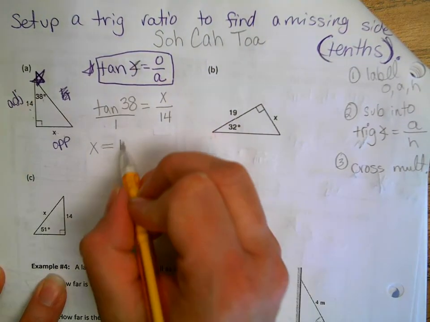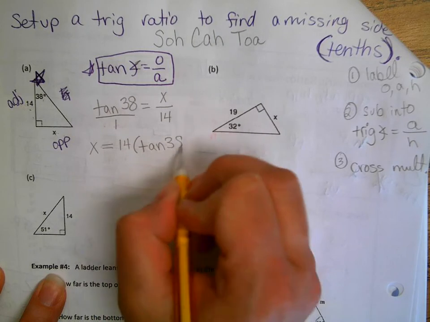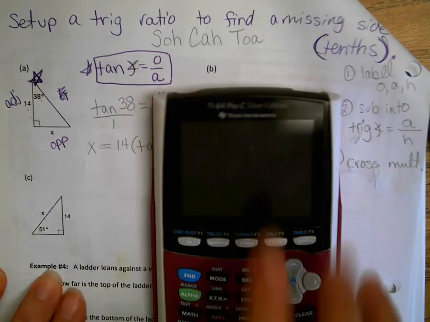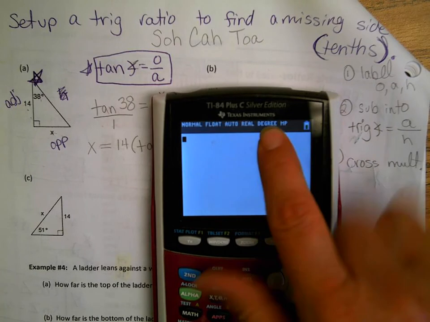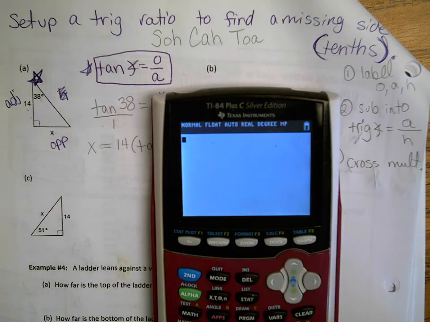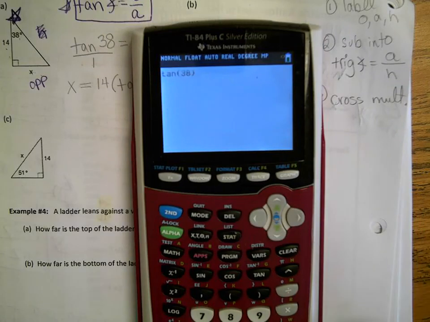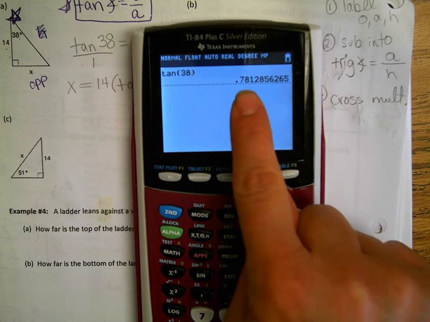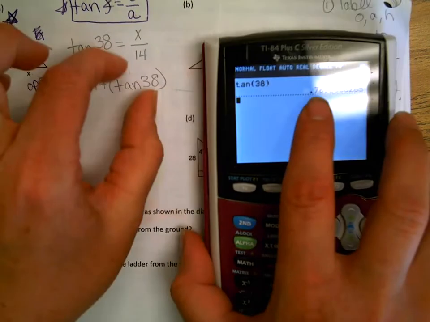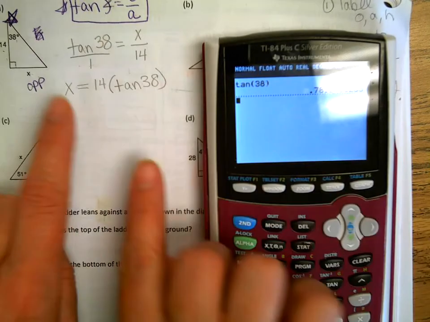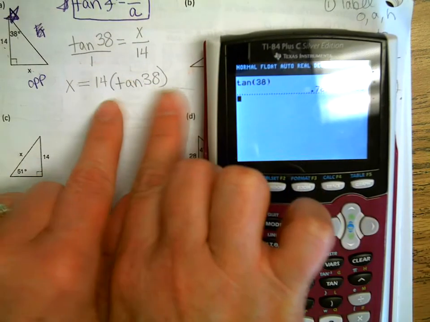Now I like to put 14 first, 14 times tan 38. Now tan 38 is a digit, okay? If I go into my calculator, and again, I need to double check I'm in degree mode, and I just press tan and then 38, enter, it gives me a decimal, 0.78128. That's some irrational number. So think about this as like 14 times the square root of something. That's what we're multiplying together here.